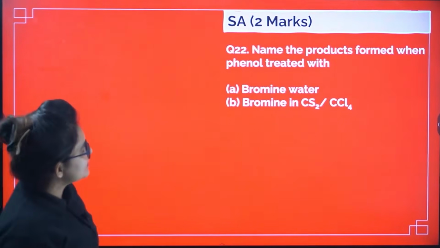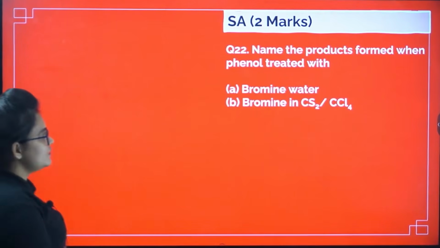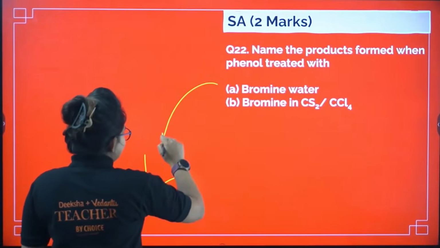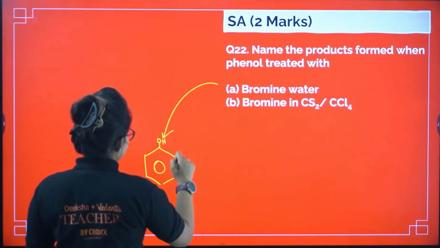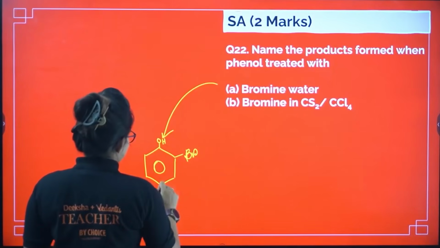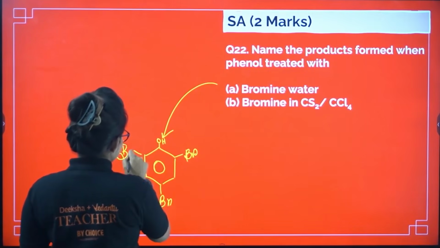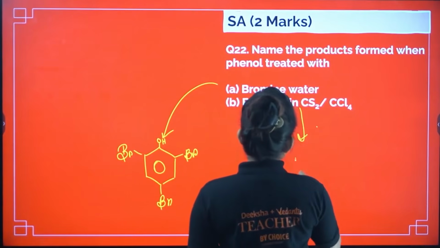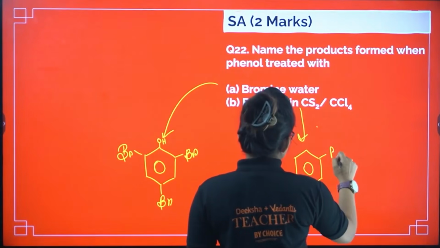Proceed. Name the products formed when phenol is treated with bromine water. If phenol is treated with bromine water, you will get both ortho and para substituted bromine products. Now if you are using bromine only in CS2, then you will get a mono-substituted product, either in ortho or in para.